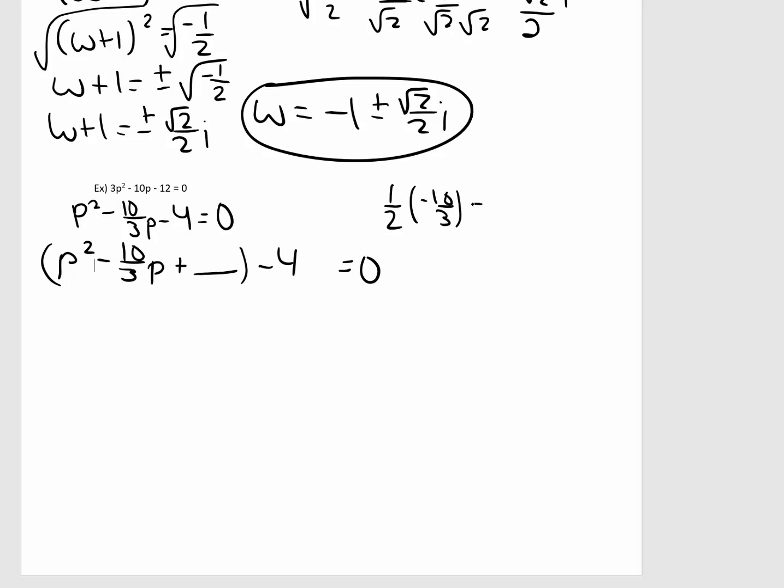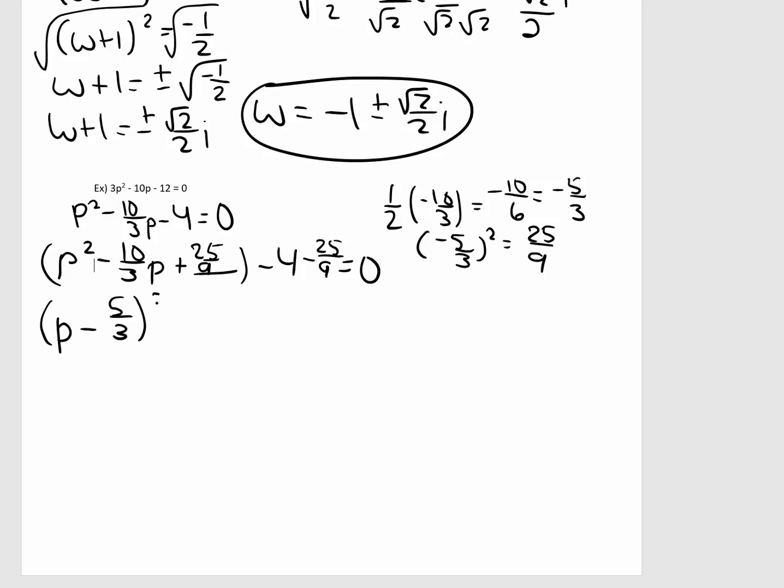So half of negative 10 thirds, that's negative 10 over 6. That's negative 5 thirds. Take that and square it. That's 25 ninths. So I'm going to add 25 ninths, and I'm going to subtract 25 ninths. Now remember, I'm going to factor this trinomial with the help of the first part of completing the square. That's negative 5 thirds. So I can factor it as p minus 5 thirds squared. Now, let's do negative 4 minus 25 ninths. And that's negative 61 ninths.